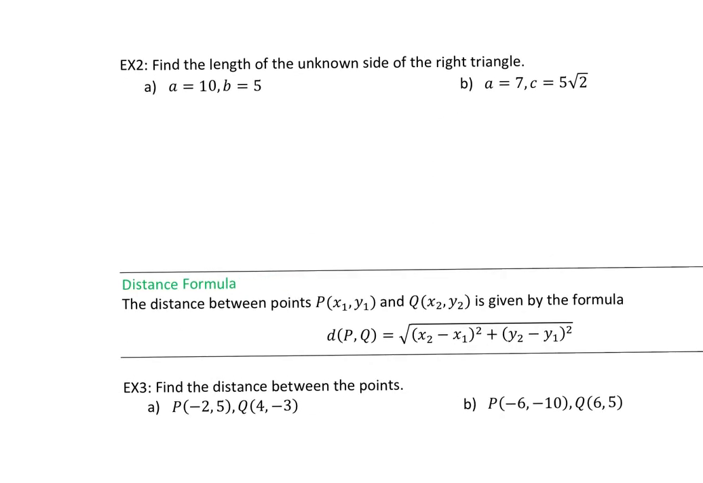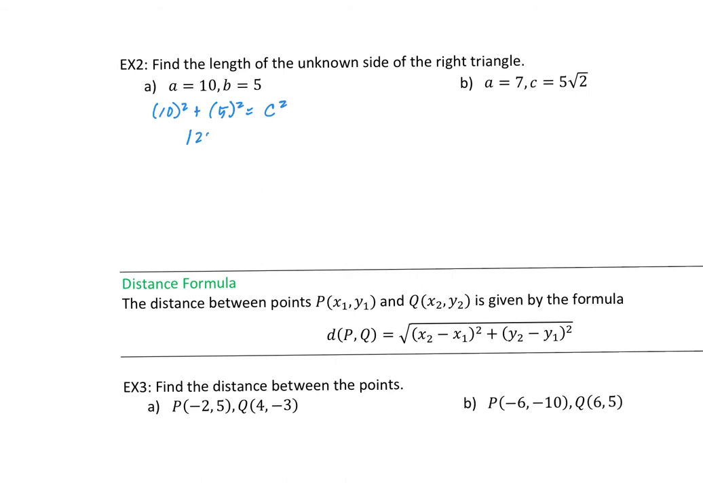Let's use our Pythagorean theorem to find the length of an unknown side. Here we have a is 10 in part A and b is 5. So I'm looking for my c, my hypotenuse. The formula is that a squared, so 10 squared, plus b squared, which is 5 squared, is going to equal my c squared. That would be 100 plus 25, or 125, is equal to c squared. And c is going to be the square root of 125.